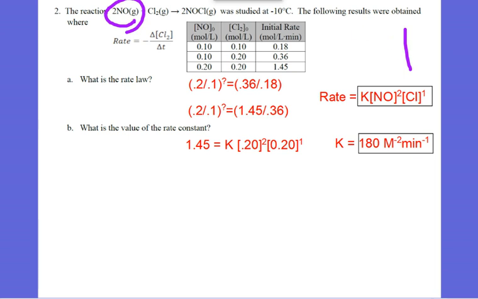I know I say things like 145 and 36. I just end up moving the decimals so I can handle the math in my head easier when it's really 1.45 and 0.36. But anyway, so now let's move on to the chlorine. For the chlorine, I'm going to cross off these two values of NO. I see that the chlorine is doubling there, and look, the rate is doubling. I can do that in my head. If the rate doubles as the chlorine doubles, that means chlorine is to the first order.